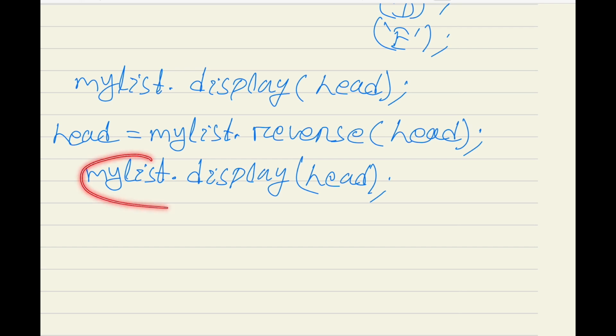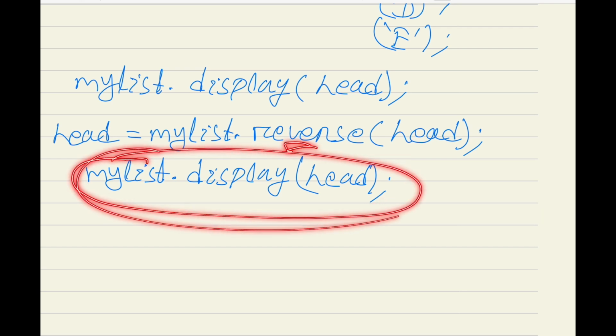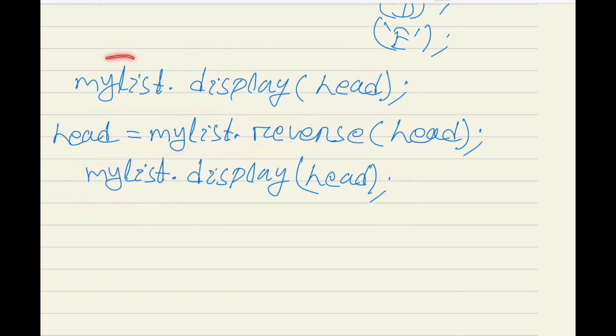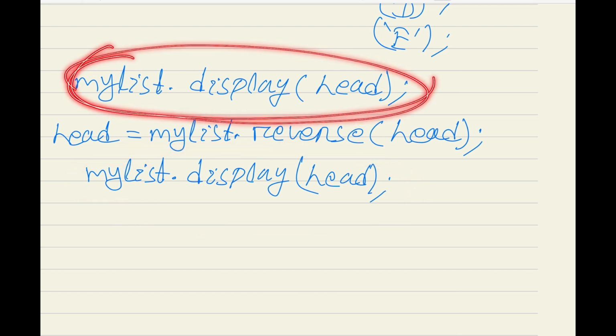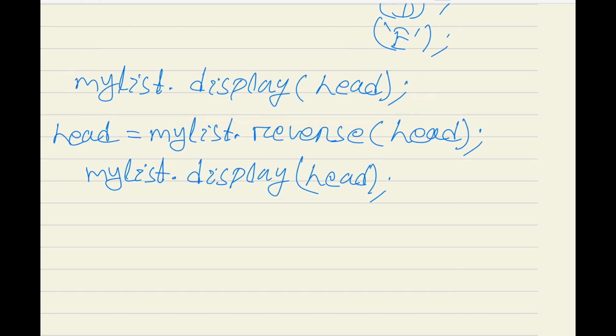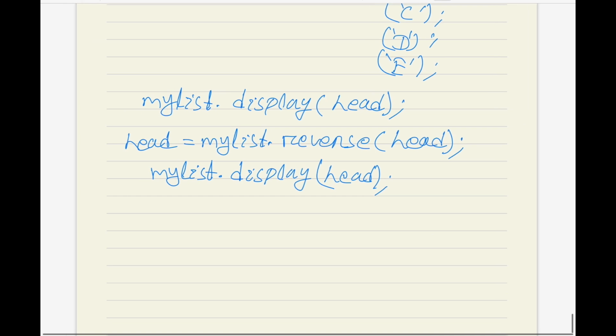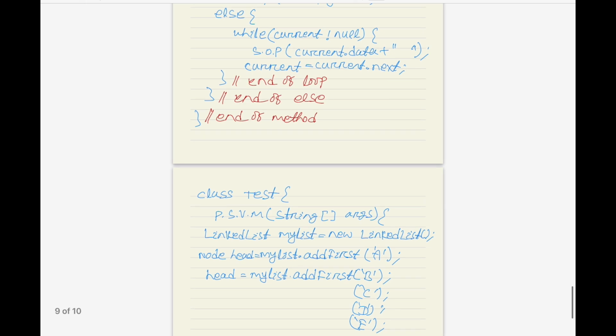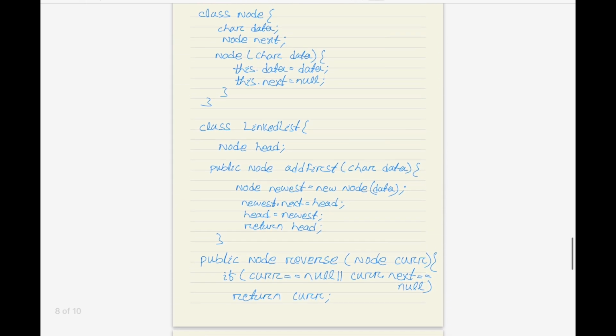So here this one is called after the reverse operation, so it is going to display the elements in reverse order, and this display method is called before the reverse operation, so it is going to print the elements of the linked list in the original order. So I hope this is clear to everyone. So this is end of main method, end of class Test. So now we'll implement or write the programs in a machine and check how it works.